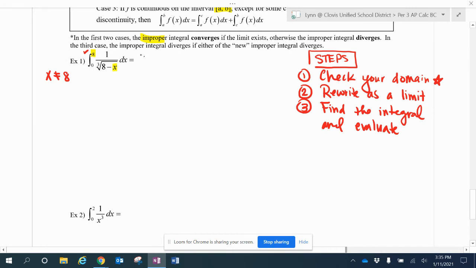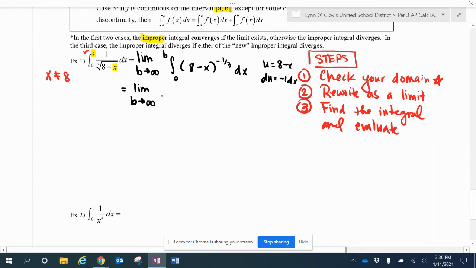Okay, so I'm going to rewrite this as a limit. My upper limit is a part that's undefined, so we're going to let b approach 8. And then I'm going to bring this up to the top to make that easier to integrate. I would let u equal 8 minus x, and then that derivative would be negative 1 dx, and then I'll divide that negative 1 over. So the negative 1 I divided out.